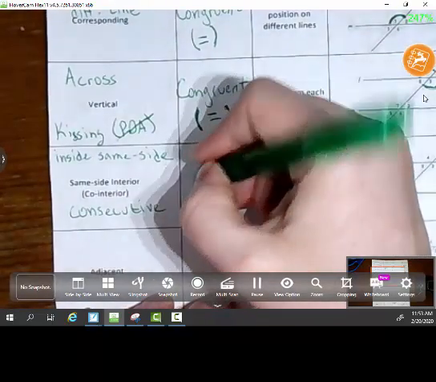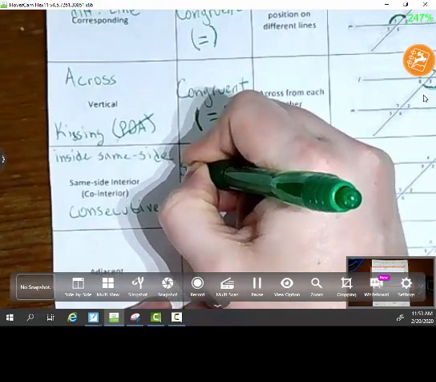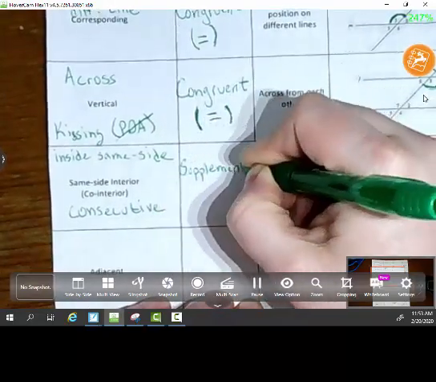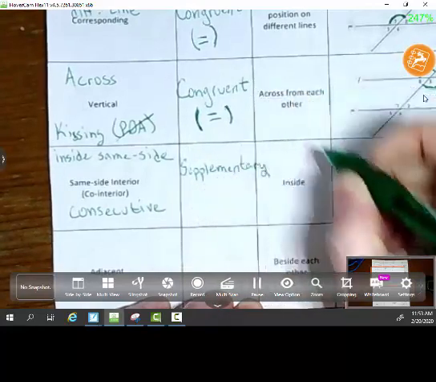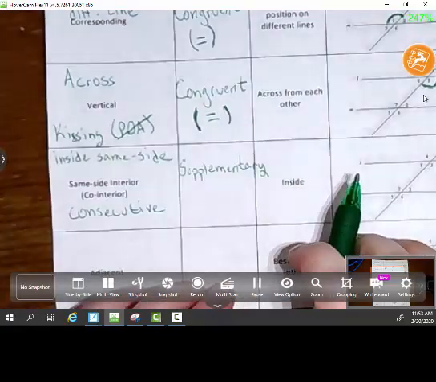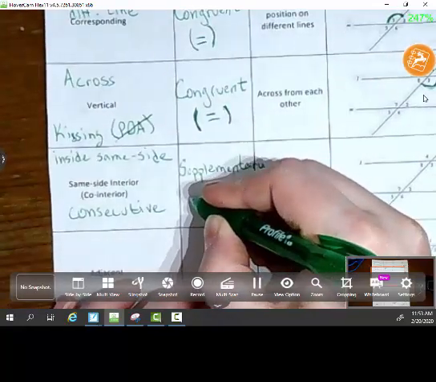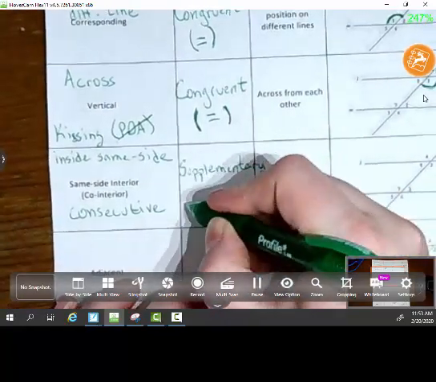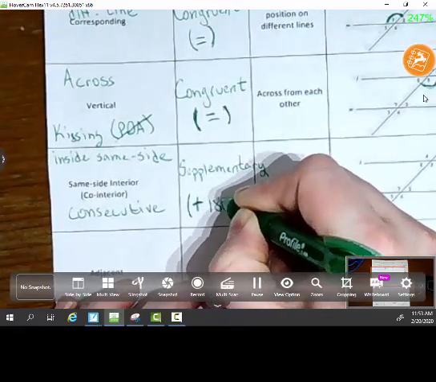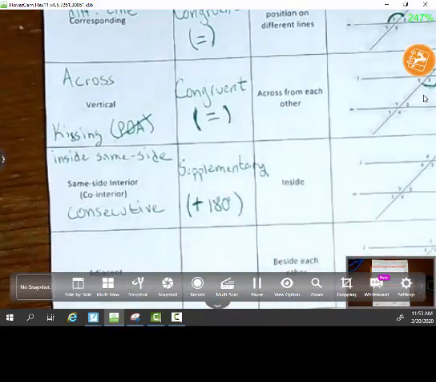These are supplementary. What does it mean to be supplementary? Adds up to 180. So I'm going to put a plus sign and 180, as it adds to 180.